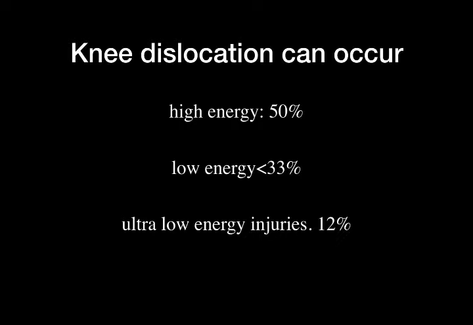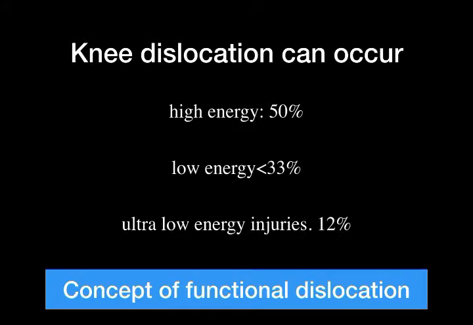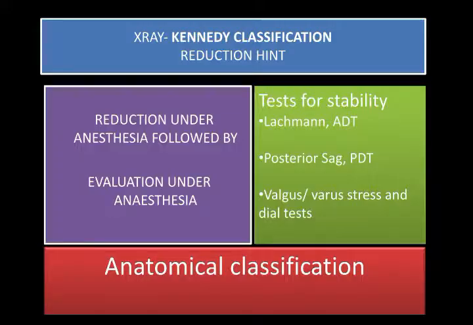Knee dislocations can also occur with high energy, low energy, or ultra low energy injuries. High energy means road traffic accidents, low energy includes sports injuries, and ultra low energy means a simple fall in obese individuals. So we must not forget the concept of functional dislocation, that is, the cases where there is spontaneous relocation. So when there is an isolated PCL or PLC injury, we should always think about functional dislocation and look for the other injuries.